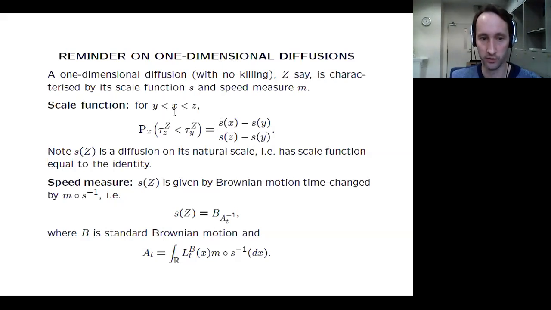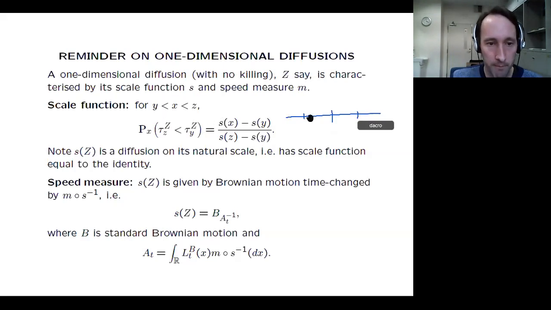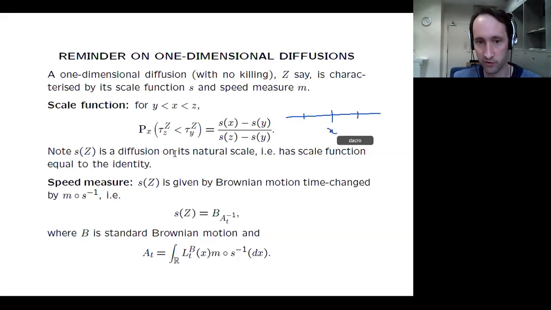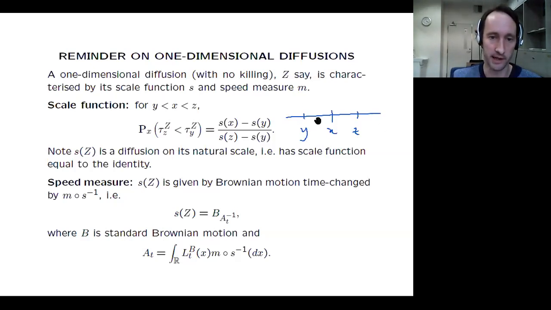So maybe the simplest way to characterize this is exactly just in terms of its hitting properties here. So if we start from a site X and we ask what's the probability of hitting Z before we hit Y, for 3 points like this, then the scale function appears in this way here.